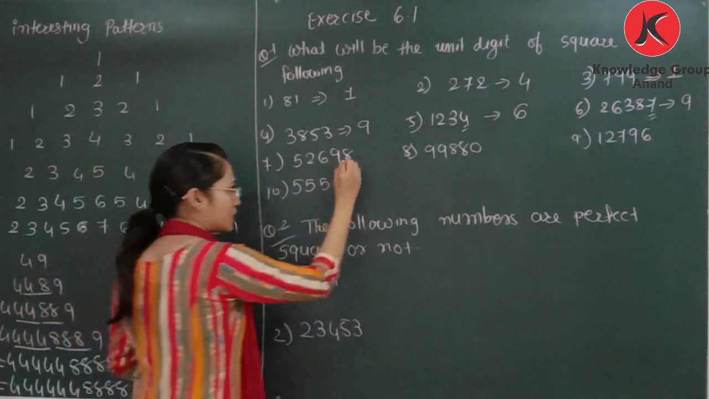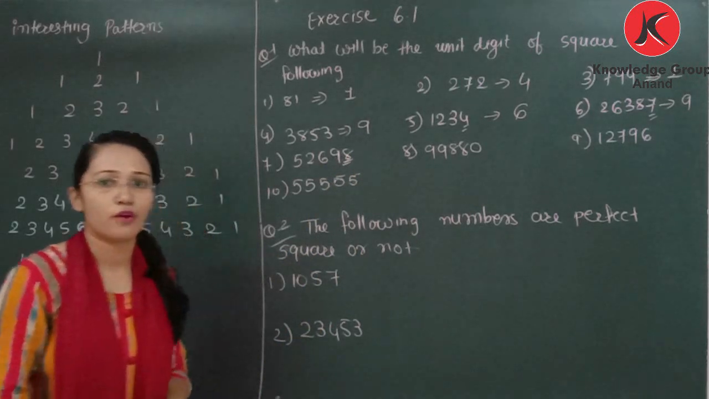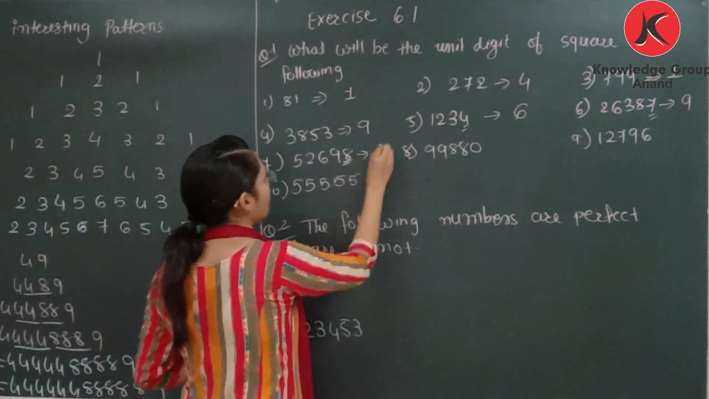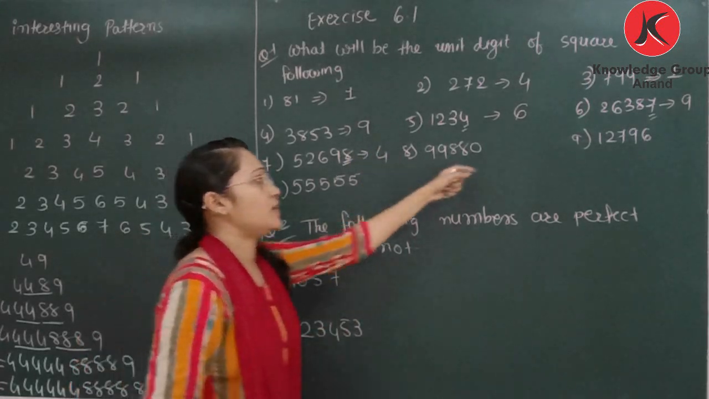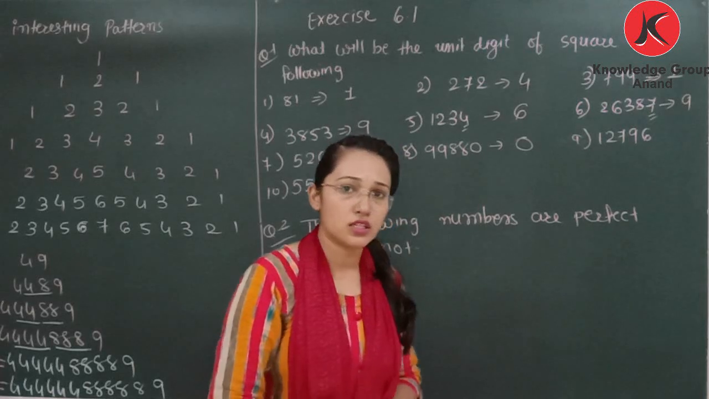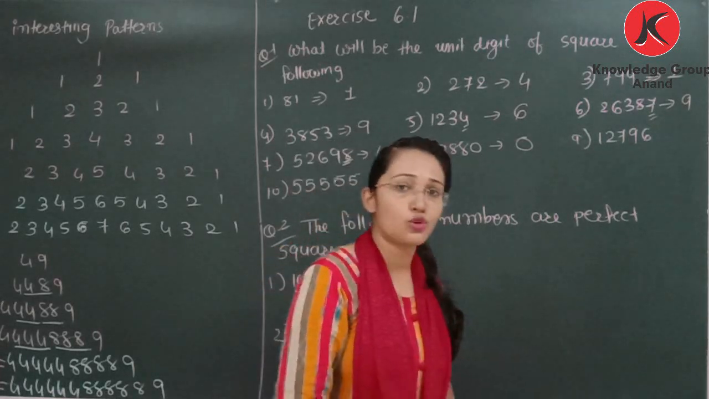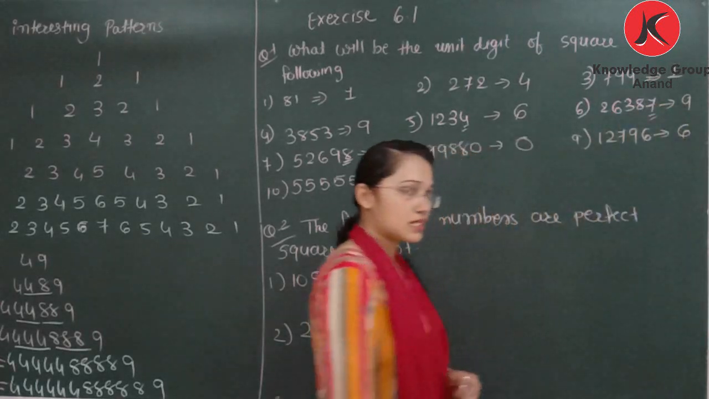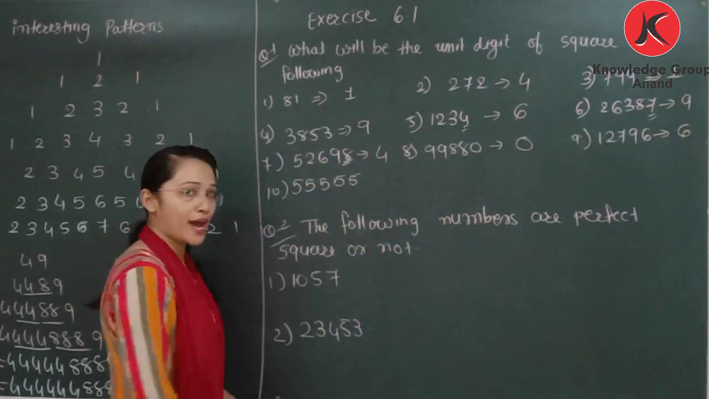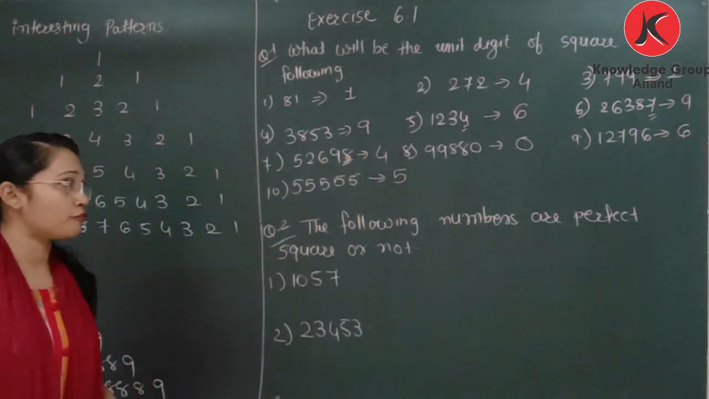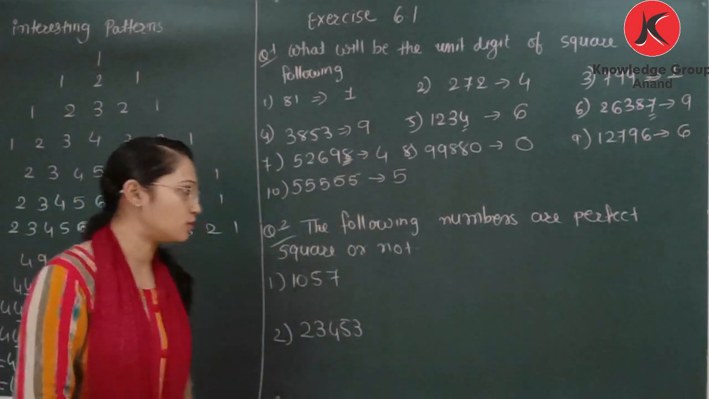Now 52,698. What is the last digit? That is 8. If you perform the square of 8, it will be 64. So the last digit will be 4. If it is 0, then the last digit is 0. If the last digit is 6, then you perform the square of 6, you will get 36. So the last digit will be 6. For 5, the last digit is 5. This kind of question can be asked for MCQ.